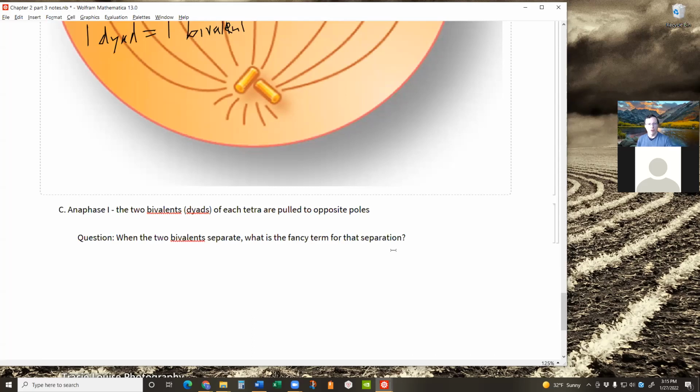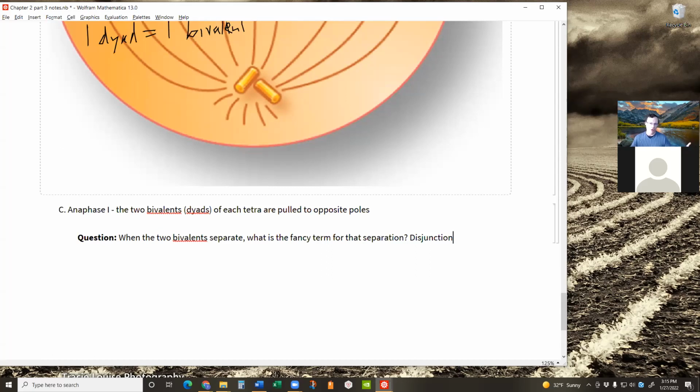When the 2 bivalents separate, what is the fancy term for that separation? What do we call that separation? It would be the same term as when we separate individual chromatids during anaphase of mitosis. Okay, let me push you forward. It's called disjunction. Disjunction means they separate.